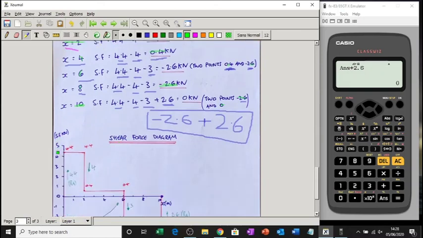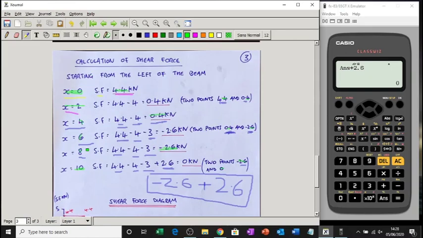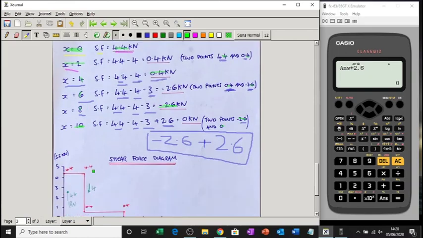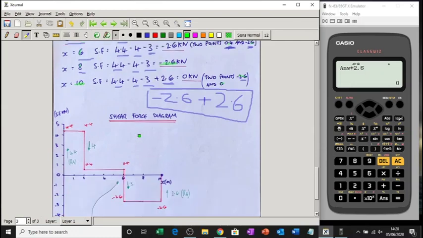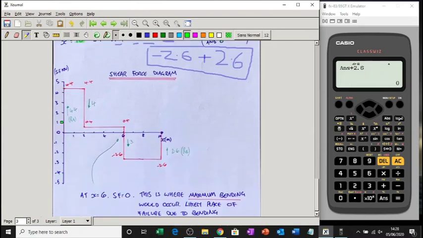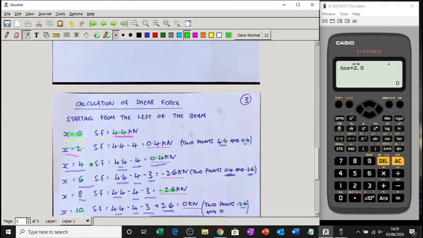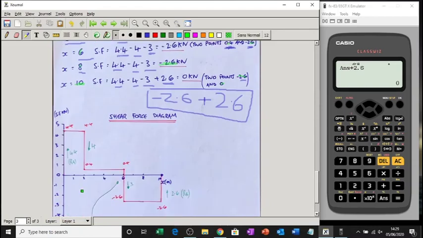For the shear force, I've got to go up to about 4.4, so I'll go to 5, and I've got to come down to about minus 2.6. So I've gone up 1, 2, 3, 4, 5 kilonewtons up, and 1, 2, 3, 4, 5 down. So there's enough room there for me. For the 10 meters, I'm going to go 1, 2, 3, 4, 5, 6, 7, 8, 9, 10 x meters.